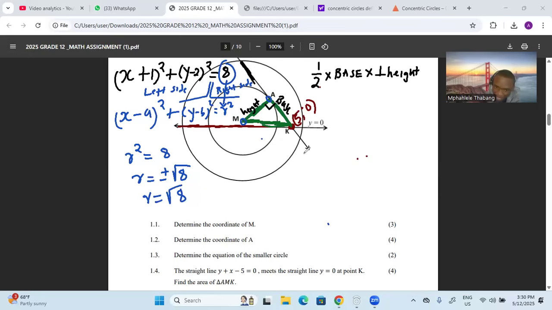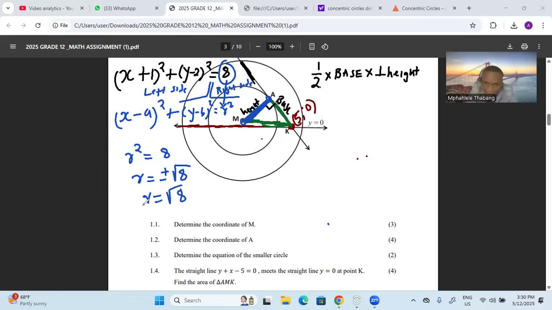So I already have the height: the square root of 8. MA, I took it as the height of this triangle AMK. Remember, I want to find the area of triangle AMK. So I found my perpendicular height. It's square root of 8, which is the distance from M to A. You can even use the distance formula, but because I know that is the radius, it was easy for me to say r squared equals 8.